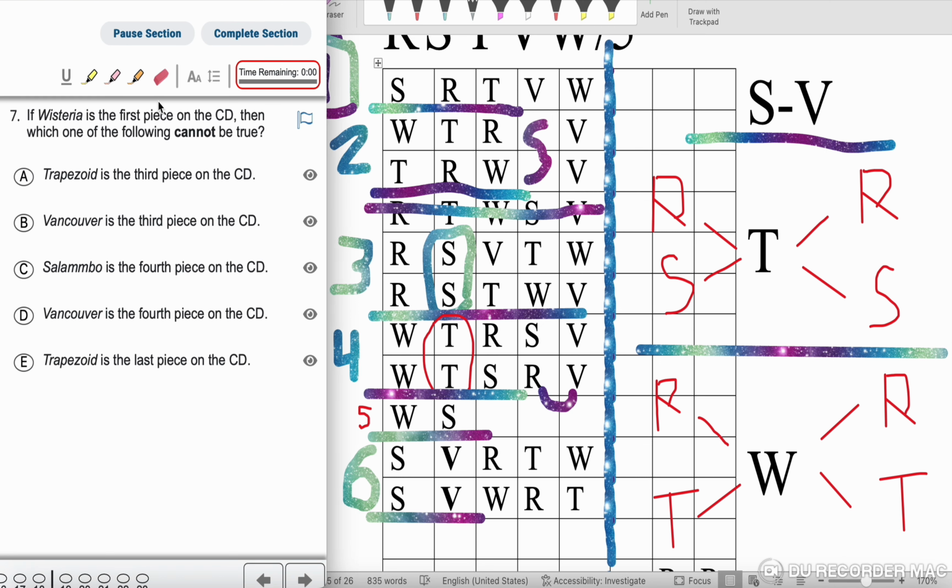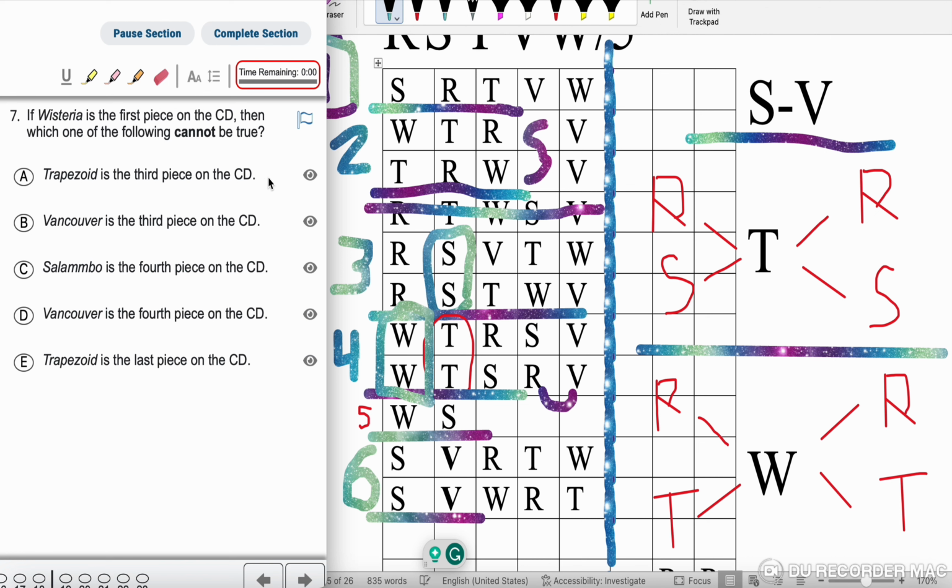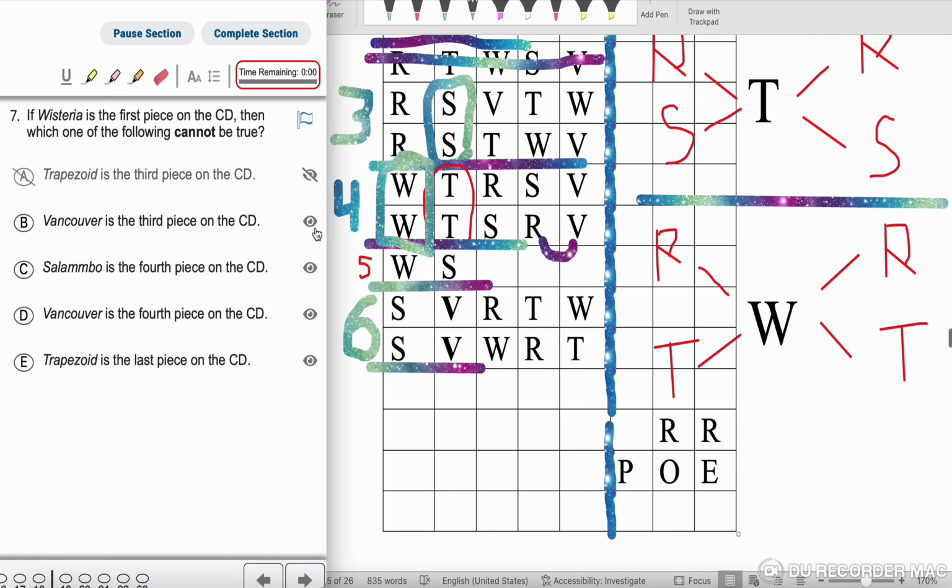Question 7. If W is the first piece on the CD, then which of the following cannot be true? So I'm going to look for another world or a previous world where I see W is in the first piece. And I see it right here. So let's use number 4 as the world. T is third? No. V is third. No. S is fourth. I do see that.